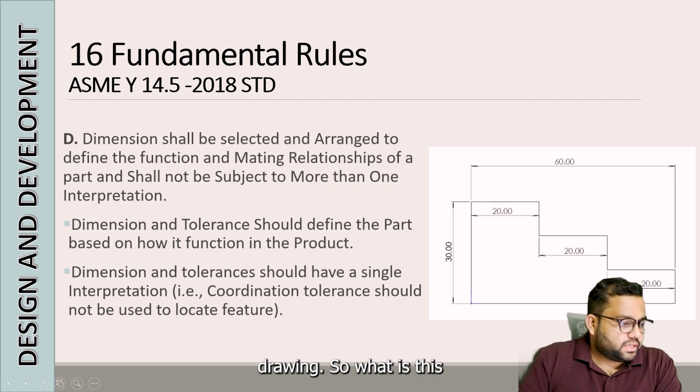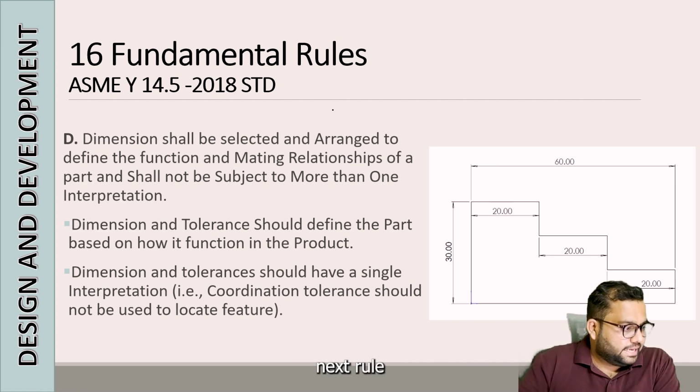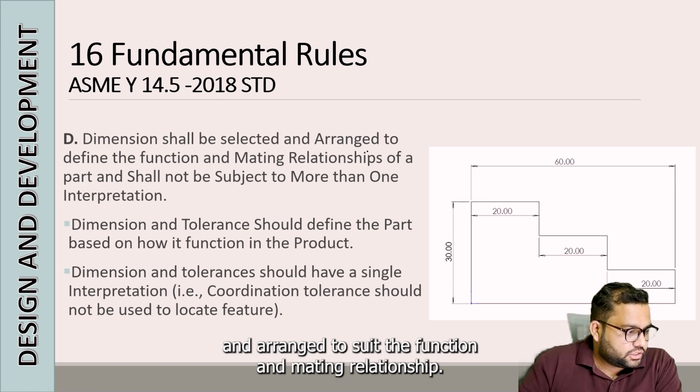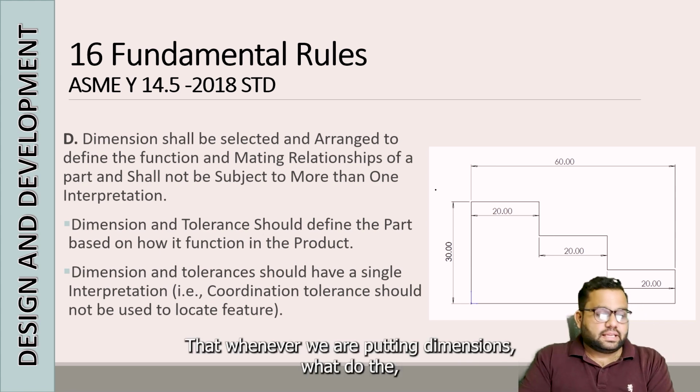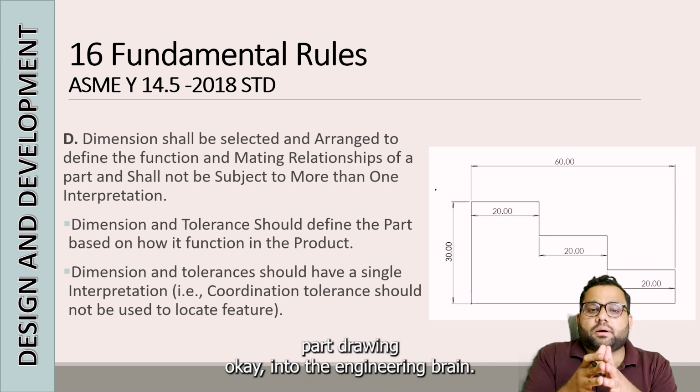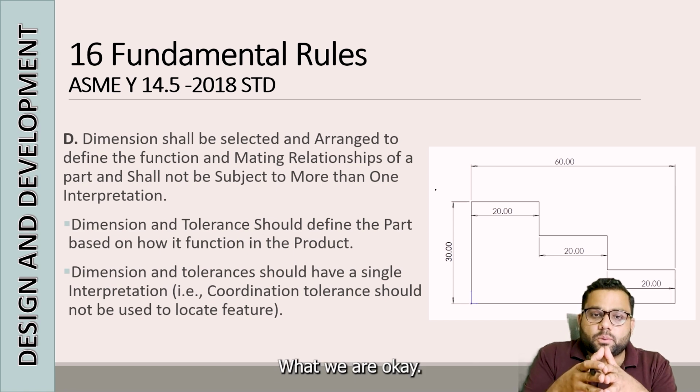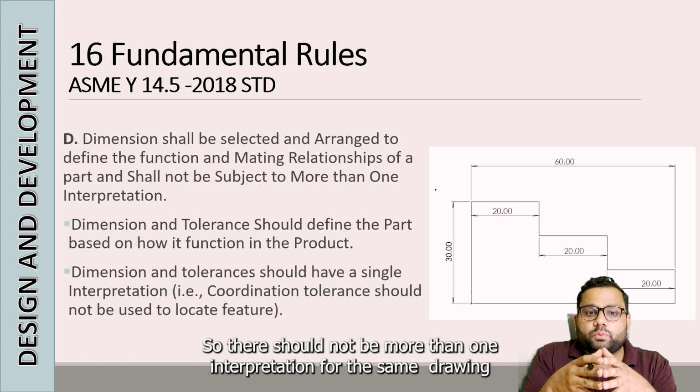So what does the next rule, rule D, say? That dimensions shall be selected and arranged to suit the function and mating relationship. The mating relationship of a part shall not be subject to more than one interpretation. So what does this mean? Whenever we are putting dimensions onto the part drawing, there should not be more than one interpretation for the same drawing.